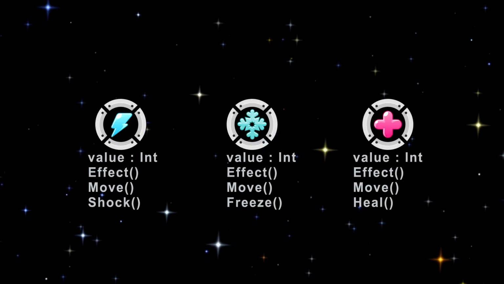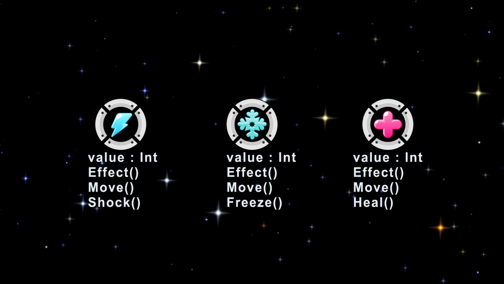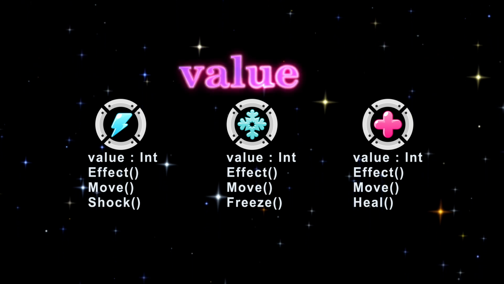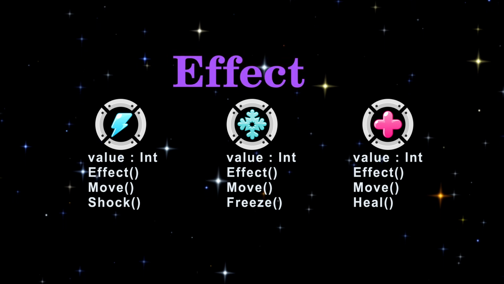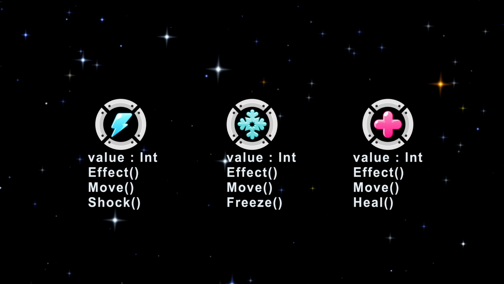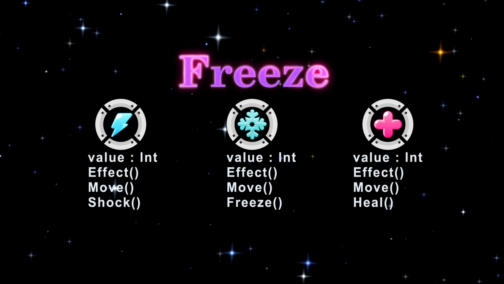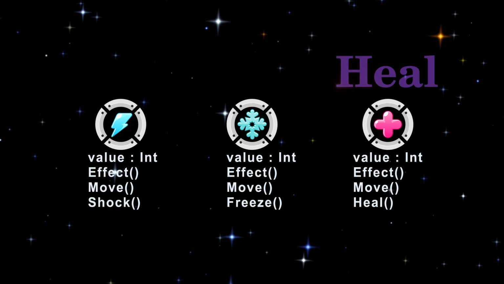Let's say there are three pickups in our game: shock, freeze, and heal. We can see that they all share some things in common. They all have a value, an effect function, and a move function, which could be the same. And writing this code 3 separate times can get quite tedious, since we would have to repeat a lot of the code, and updating this code can easily result in a lot of mistakes, and not to mention stress. The only differences are in the shock pickup, there's a shock function, in the freeze pickup, there's a freeze function, and in the heal pickup, there's a heal function.